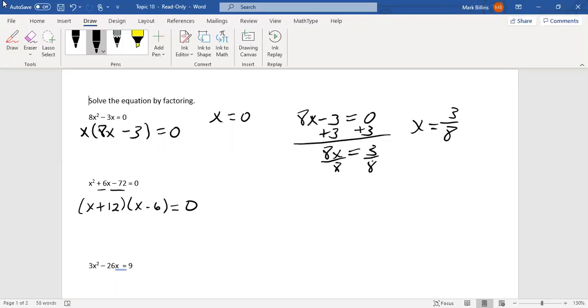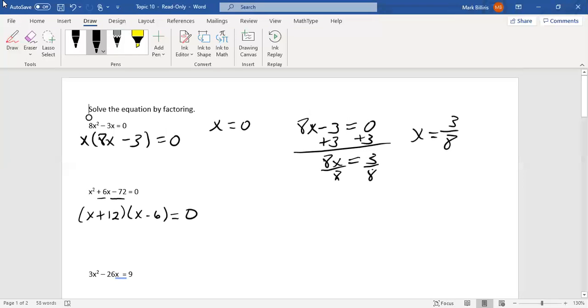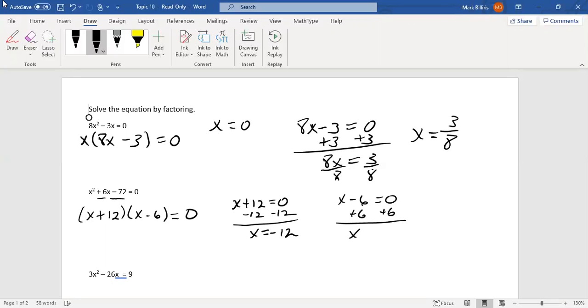Positive 12 minus 6 is positive 6. Positive 12 times negative 6 gives us our negative 72. So then we finish this problem by setting each factor to 0. We set x plus 12 equal to 0 and solve, and we set x minus 6 equal to 0 and solve. So our two solutions would be negative 12 and positive 6.